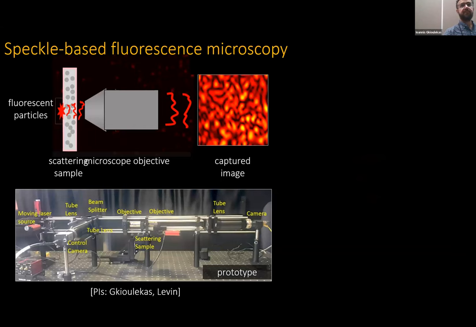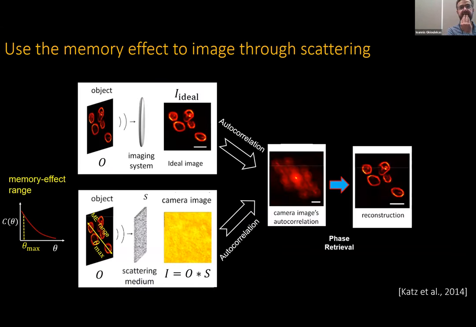Go ahead. On the previous slide, you said you do the autocorrelation, then do a phase retrieval on it. Does that mean the image actually lies in the phase? What exactly is the image here? It is intensity, right? So you can prove that the intensity image and the wave image both have autocorrelations that are closely related to each other. So you can do the autocorrelation of that field, use that to estimate the autocorrelation of the wave you would have had, basically the coherent signal, and estimate the phase of that to get back the image you would have had if there were no scattering.